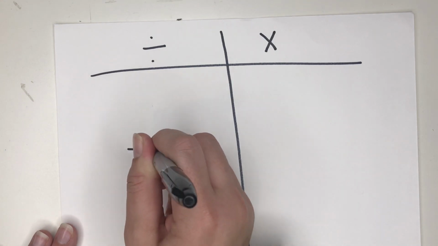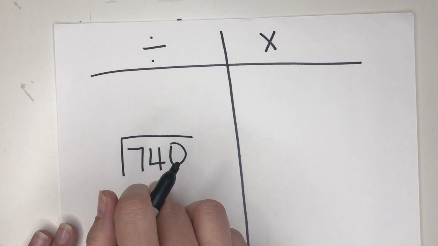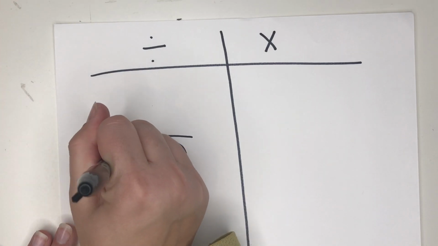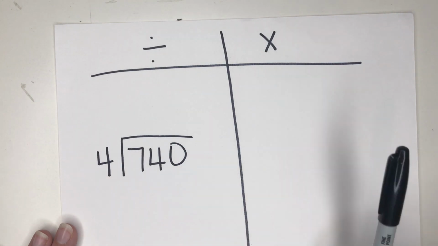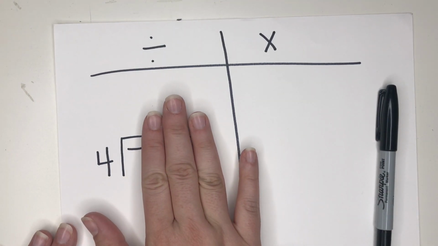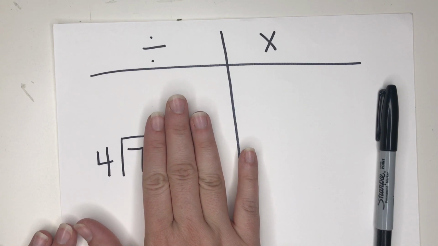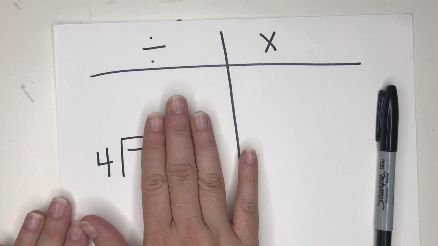So I'm going to start with the dividend 740, which is on the inside, and my 4 as my divisor, which is on the outside. So the way that the students have been learning to do this is that they cover up the problem and they reveal one number at a time. So the first number is a 7. I ask, can 7 be divided by 4? The answer is yes, it is large enough.